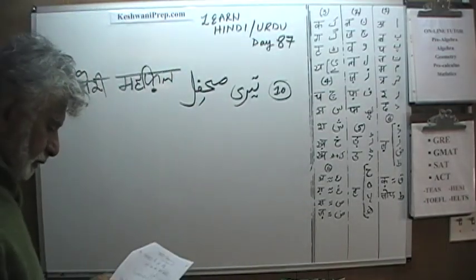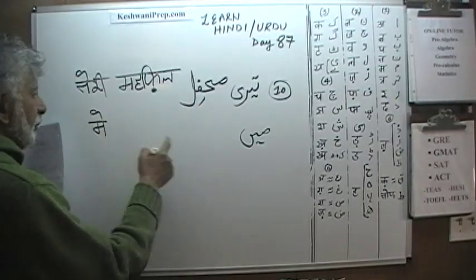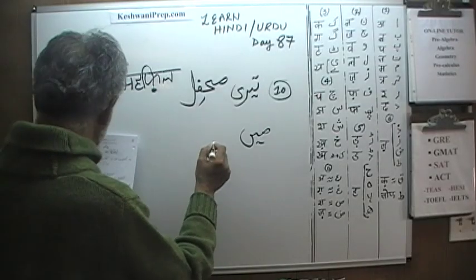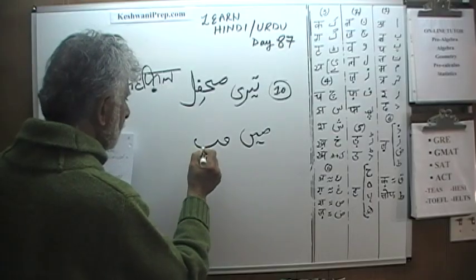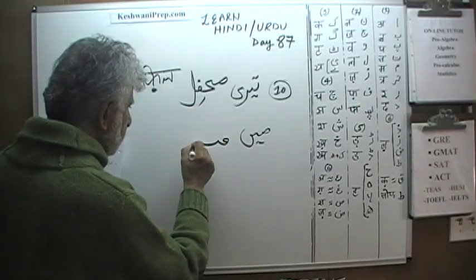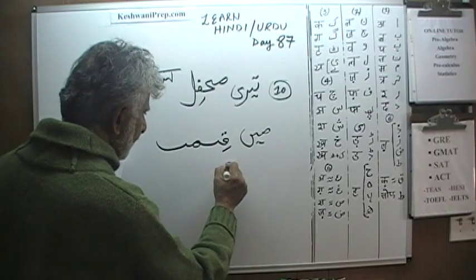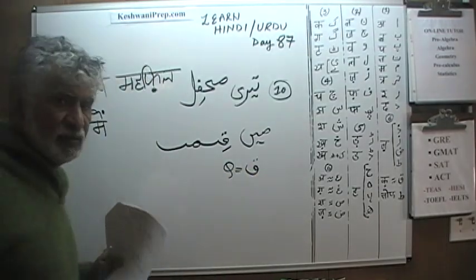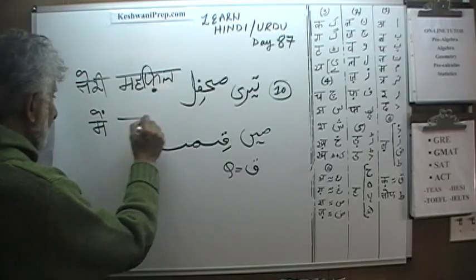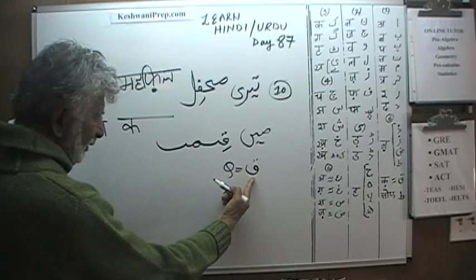Teri Mehfil mein. Don't forget the nun ghunna by putting a dot. Teri Mehfil mein Qismat. You see, the letter has to start from the bottom. Let me start again. There, like that. That's the Q. We don't need a kaaf, we need a qaaf. That's a Q. Qismat is spelled with a Q, not a K. How are we going to indicate that in Hindi? We're going to write our ka just like an ordinary ka, but that's the K. To indicate the fact that it's spelled with the Q, we put a dot on it.